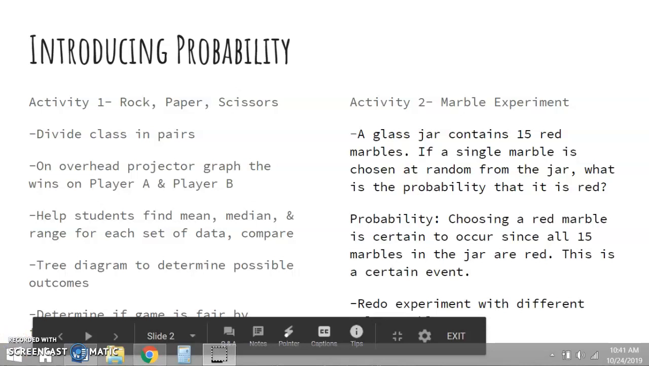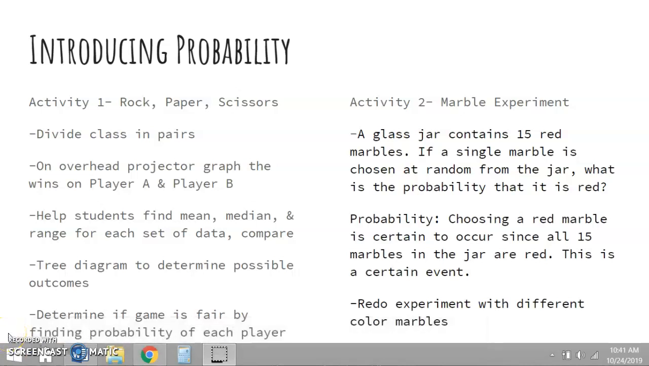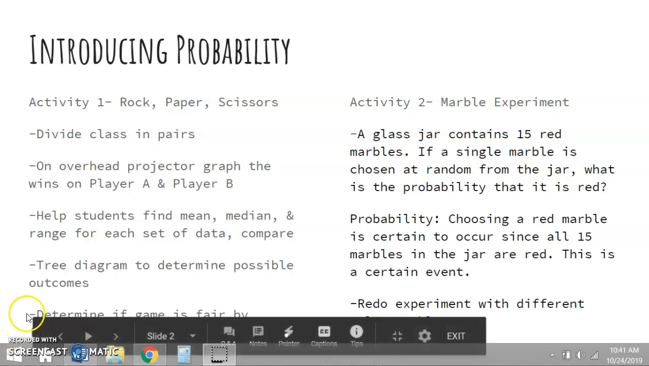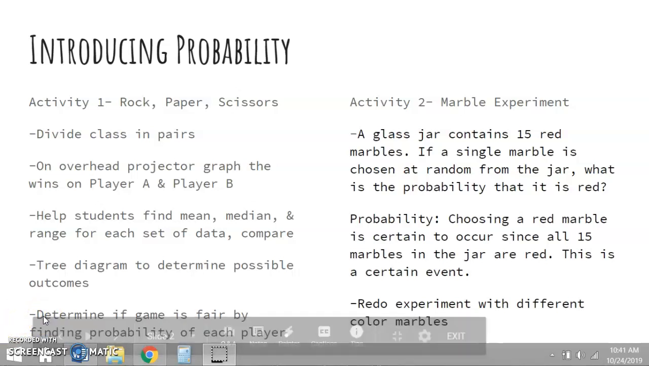The second activity is a marble experiment that I would do as a class to introduce probability to students. You get a glass jar that contains 15 red marbles, and then you discuss with the class that if a single marble is chosen at random from the jar, what is the probability that it is red?